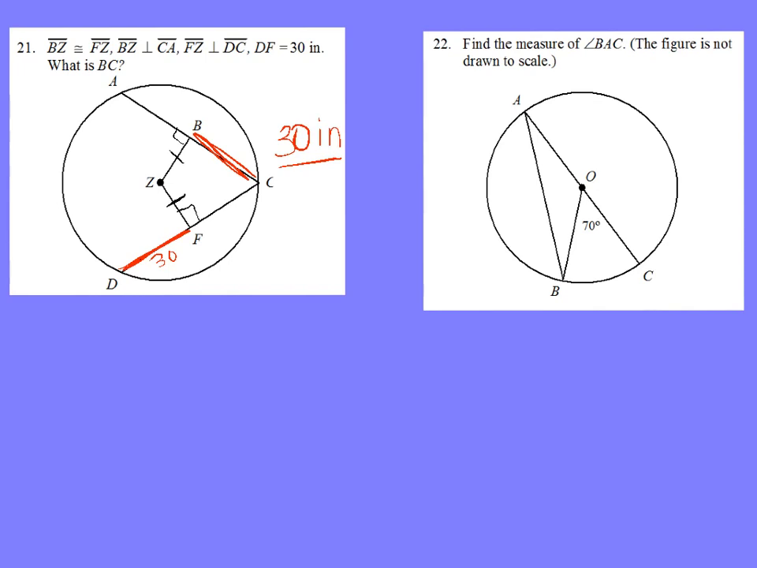Looking at number 20, it says find the measure of BAC. So it's talking about this angle right here. We know that we have a central angle that's 70, and the central angle and its intersected arc are congruent. So this arc is also 70. For inscribed angles, though, the inscribed angle and its relationship with its intercepted arc is that it's half. So half of 70 is going to be 35. So 35 is our answer for the measure of angle BAC.